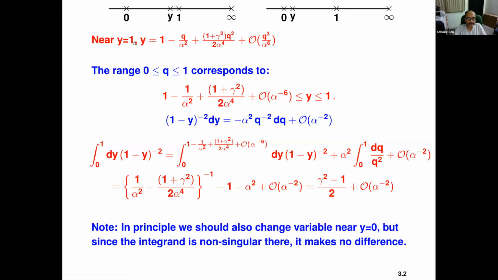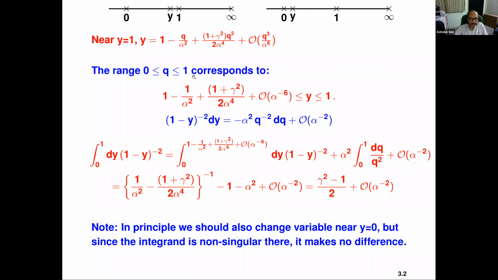And as you have seen, near y equal to 1, y has an expansion of this kind. Here I have taken alpha to be large, and I have written the expansion up to this order because we will see that the higher order terms don't really matter if we take the large alpha limit. So if we look at this, then we see that the range, because q always ranges from 0 to 1, right? Because the propagator by definition is integral dq over q, q to the L0 minus 1, but q is integrated from 0 to 1.